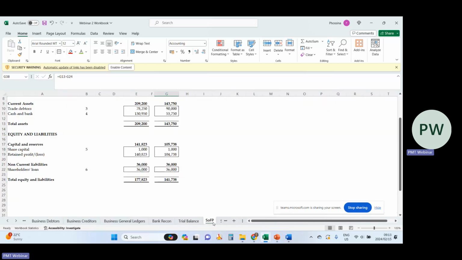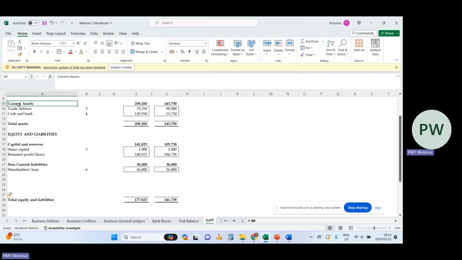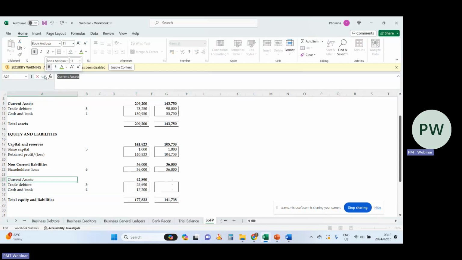So if we go to our statement of financial position, then the next thing that we should add is the part of the short-term, the non-current liabilities, and this is where these creditors will fall in. So I'm going to change this to non-current, sorry, to current. It's our current liabilities.